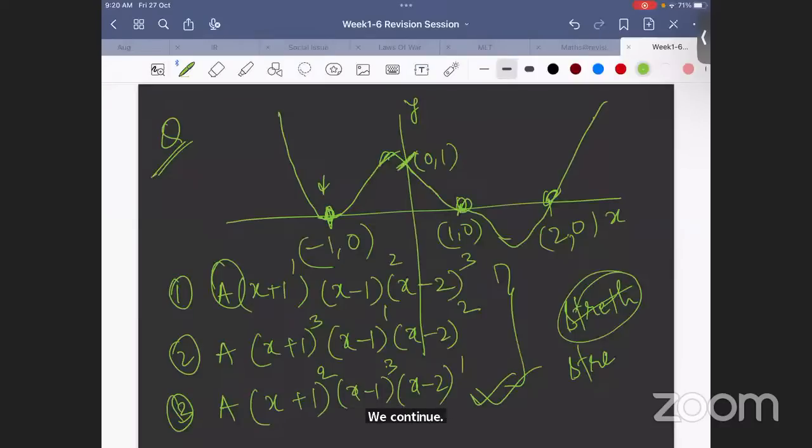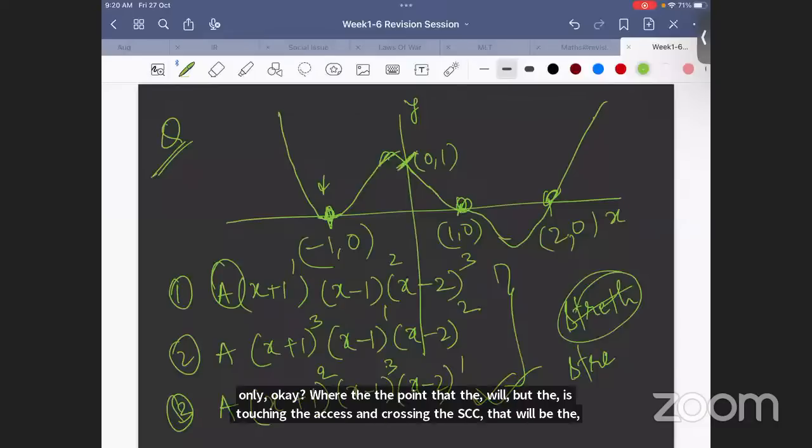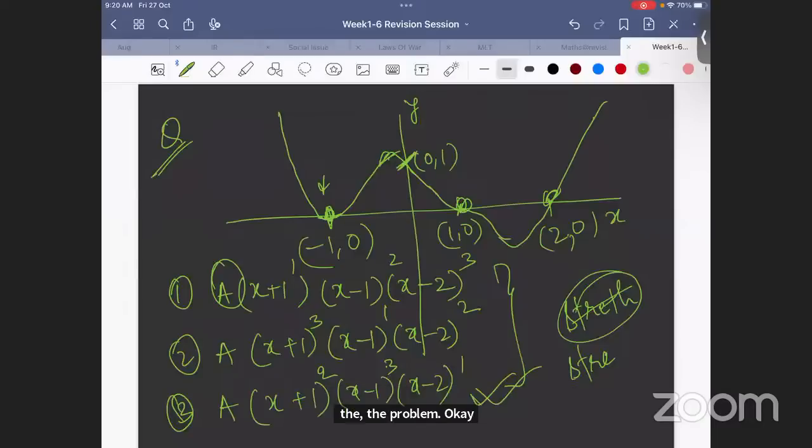Okay. Wherever the polynomial or the equation is touching the x-axis or crossing the x-axis, that will be the root of the polynomial. So at three values, this is touching or crossing the x-axis, right? What are the values? x plus 1, x minus 1, or x minus 2. Plus 2 or minus 2? Yeah, 1, 2 and minus 1. Yes. So these are the roots.